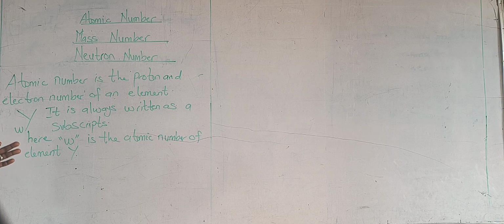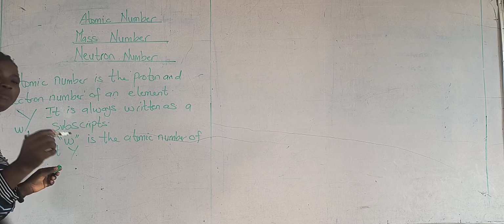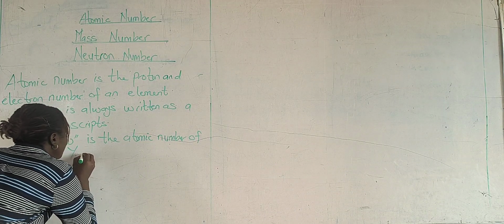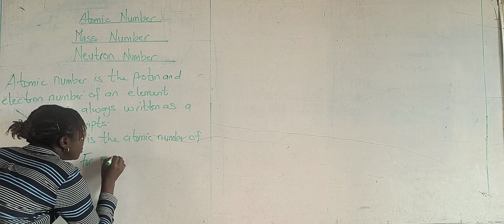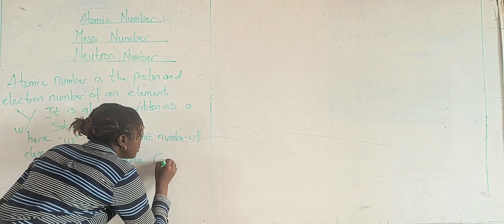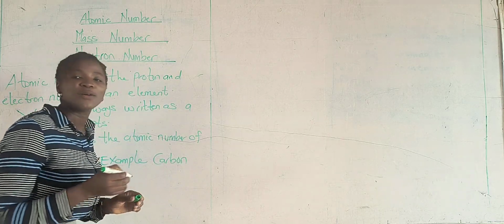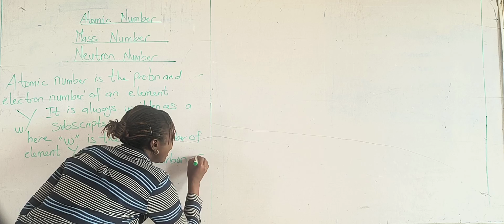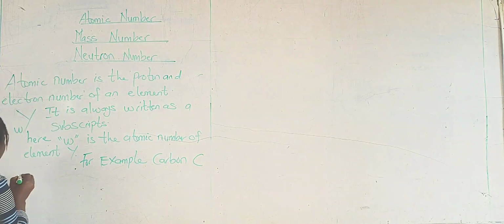Let me give you another example. Let me take from our first 20 elements, number 6, which is carbon. Remember what is the symbol for carbon? Are you with me? C, the capital letter C.